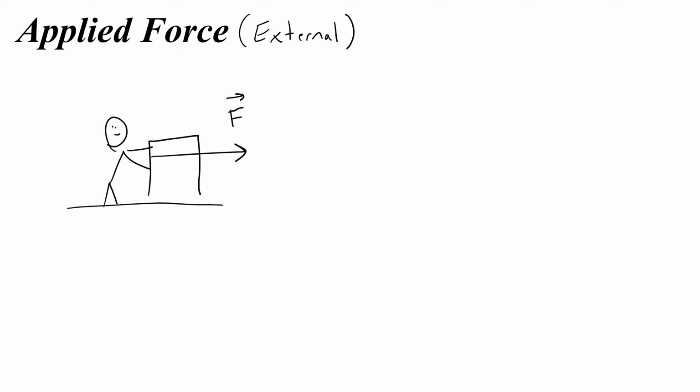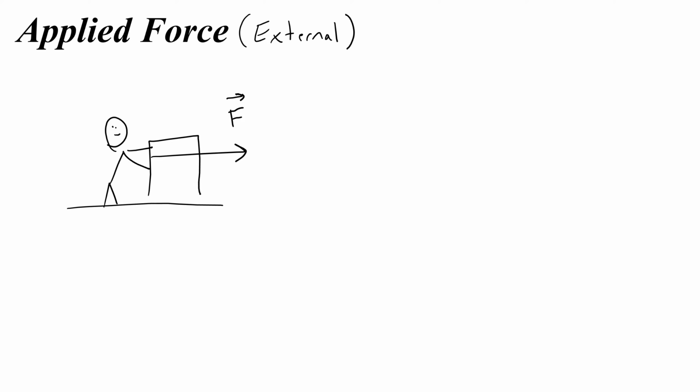Now, you can always label applied forces or external forces with subscripts that are more descriptive. Like maybe you want to say F sub A because it's an applied force, or maybe you want to say F sub U because you're applying that external force. I will always just write F because I think it's a little cleaner.